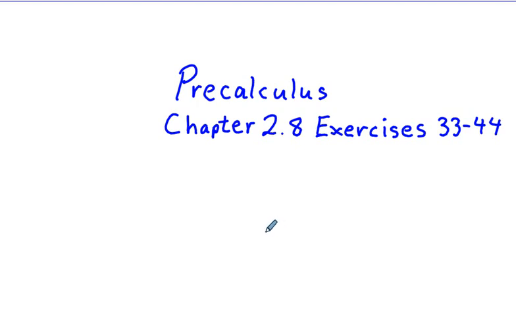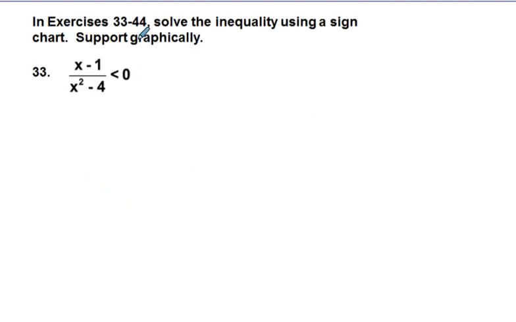Precalculus, Chapter 2.8, exercises 33 through 44. In exercises 33 through 44, we solve the inequality using a sign chart, support graphically. This follows up on the last video lesson I did, which was exercises 25 through 32. And we're going to do the same sort of thing here, where we first find our critical numbers.